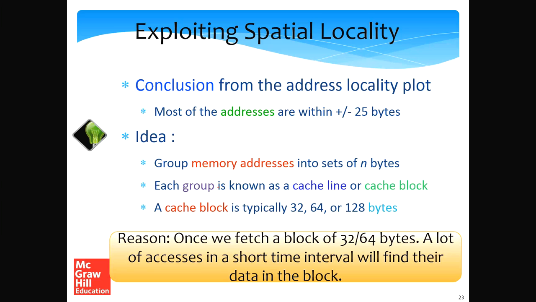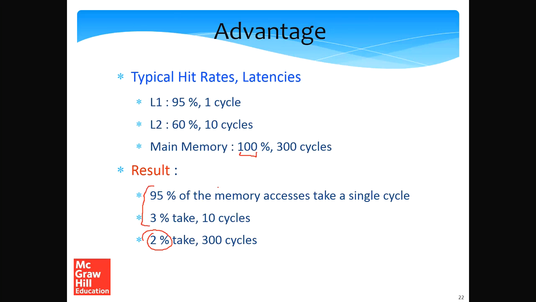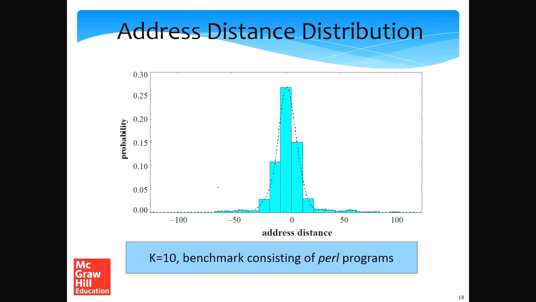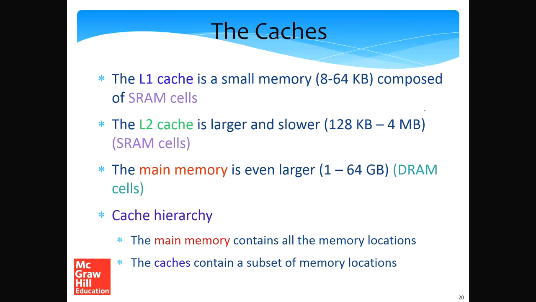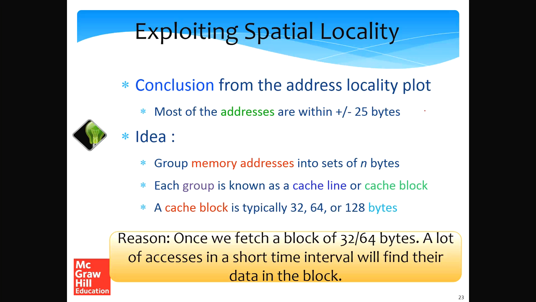The previous discussion was on exploiting temporal locality. So how do we exploit spatial locality? Let's look at the address locality plot. The address distances are typically within plus or minus 20, 25 bytes. This means that we have fairly high spatial locality. So let's use this pattern.